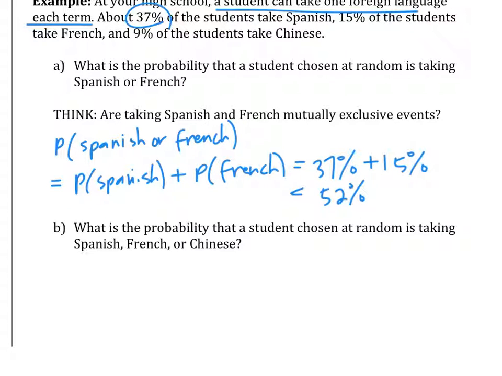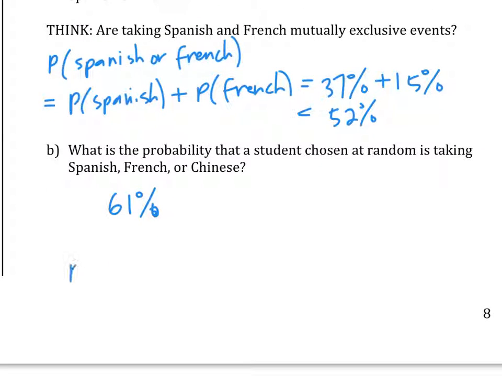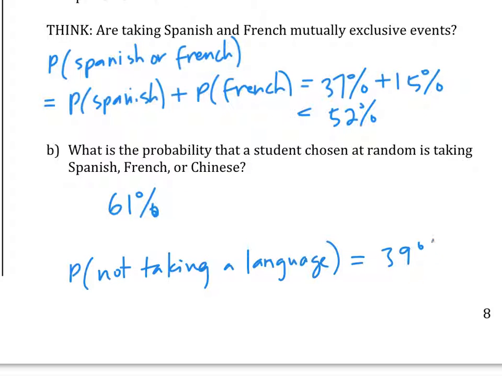Okay, what is the probability that you choose a student at random and that person is taking Spanish, French, or Chinese? 61%. You just add them together. All right, let me ask you another question. What is the probability that the student is not taking a language? 39. Okay, 100% minus everybody who is taking a language class.